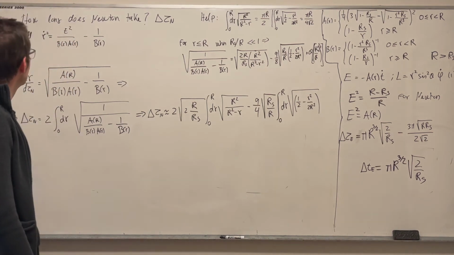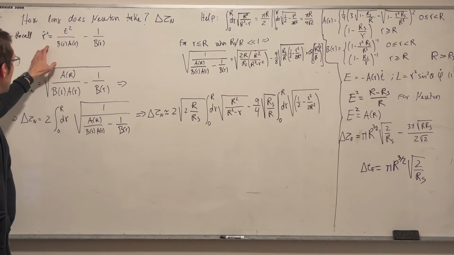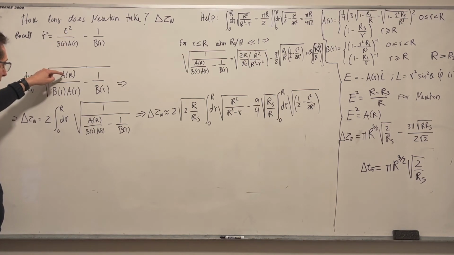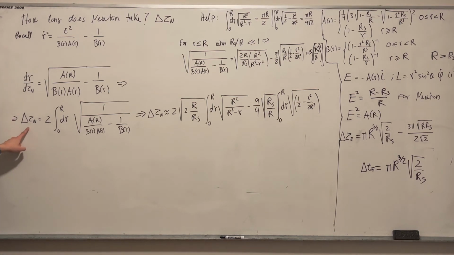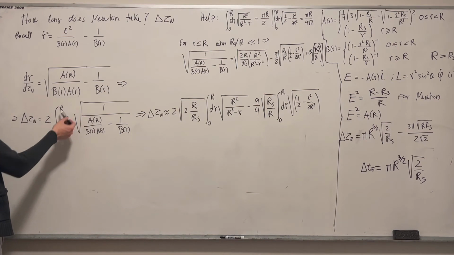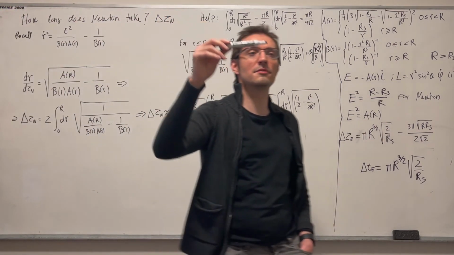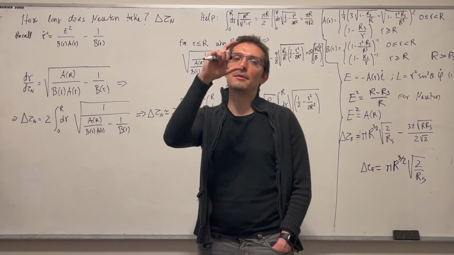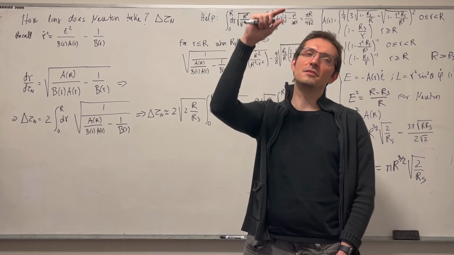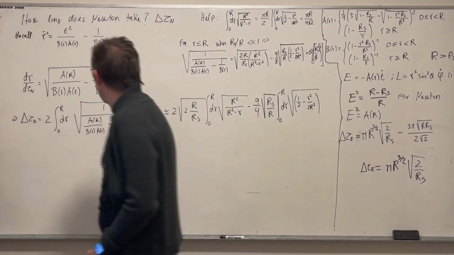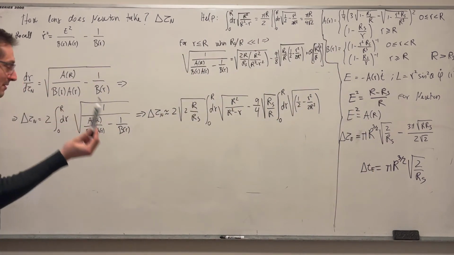Now, what I do is I write the equation of motion here, and I substitute E squared by A of capital R. And now I can integrate this equation directly to get the delta proper time. Notice that I can integrate from 0 to R and multiply by 2, because the path of Newton is from R to 0 and then from 0 to R, and they take the same amount of time to go from the surface to the center, then from the center to the surface again. All right? That's due to the homogeneity of the planet.